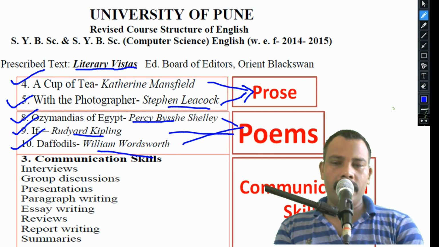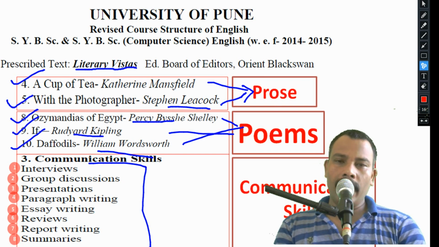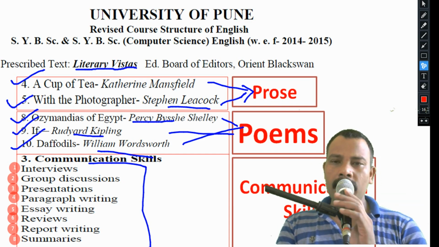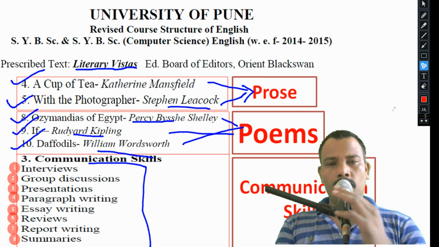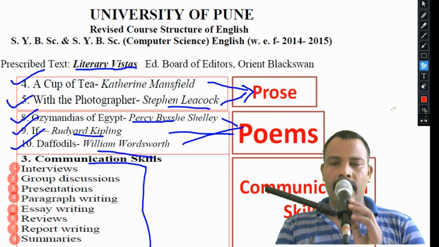After that there is one separate section entitled Communication Skills, and there are a total of 8 points. I am going to number them: interviews, group discussion, presentations, paragraph writing, essay writing, reviews, report writing, and summaries. So a total of 8 points, students. You should understand the syllabus for second semester: 2 prose sections, 3 poems, and one separate section, communication skills, with 8 subtopics.